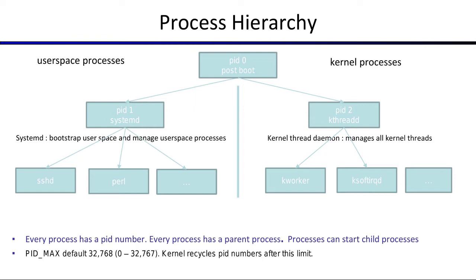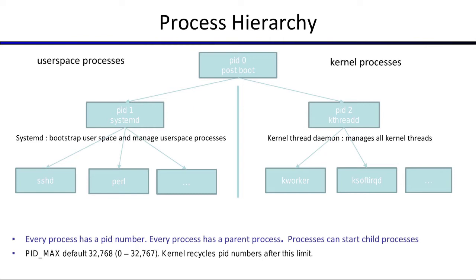So it is the bootstrap process. If you are running an SSH daemon, if you are running a Perl job, Python, a Java process, anything in the user space, it will be a child of PID 1. The kernel also has several processes that it runs to manage the kernel space. They are all child processes of PID 2, and PID 2 is the kernel thread daemon. It is managing all the kernel processes underneath that, like the kworker, ksoftirqd daemon, and they manage all the kernel processes.